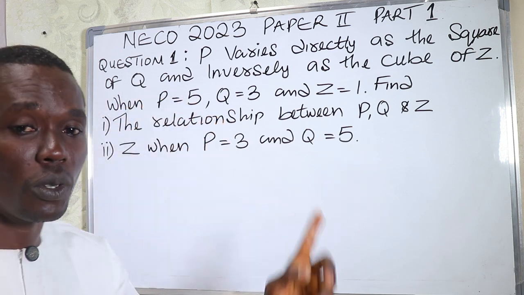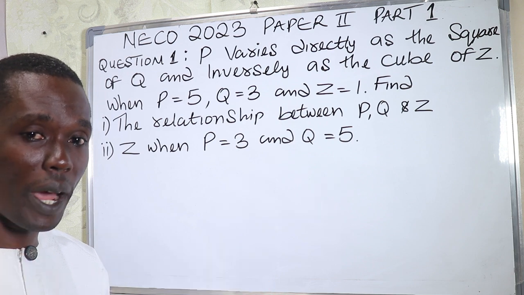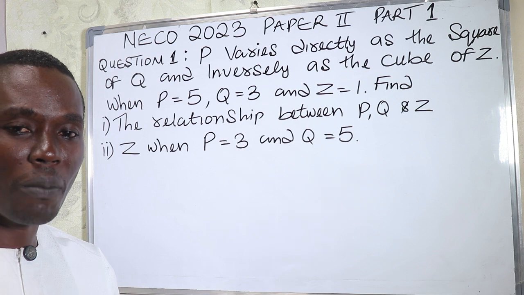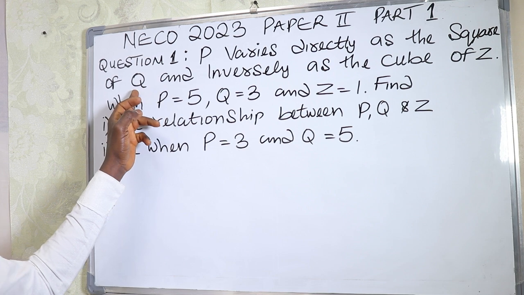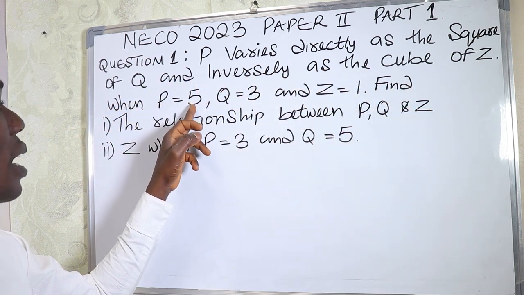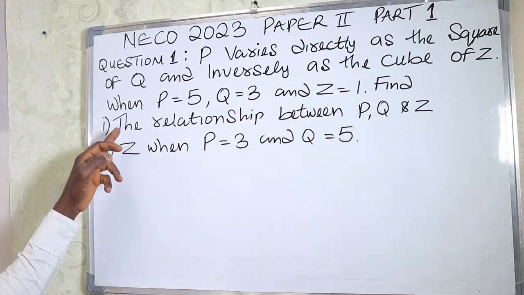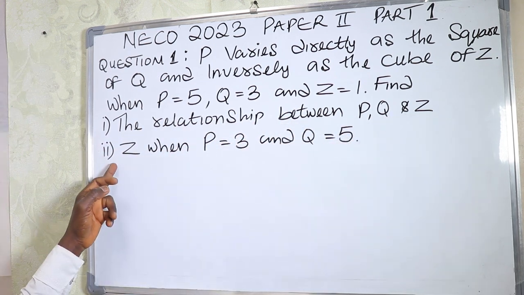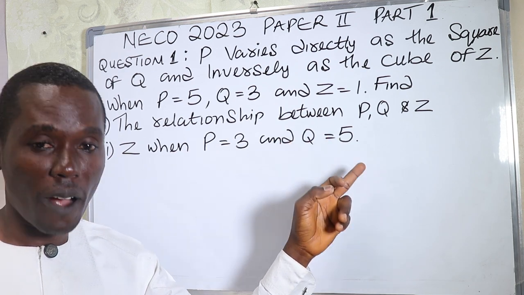The question, mind you, is for 8 marks. And so if you are sitting for any of these exams, be it GCE or WAEC, then you see a question like this, just remember that if you finish doing this question, your 8 marks is ready. It says P varies directly as the square of Q and inversely as the cube of Z. When P is equal to 5, Q is equal to 3, and Z is equal to 1. Now you are asked to find 1, the relationship between P, Q, and Z, and 2, Z when P is 3 and Q is equal to 5.